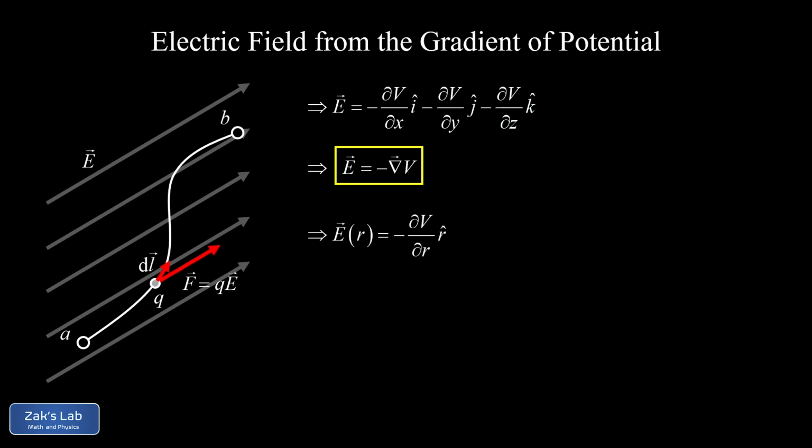Now in a one-dimensional setting, the negative of the gradient reduces to a simple negative of the partial derivative with respect to r times r hat, the unit vector pointing in that direction. And you can think of this as just aligning the i hat axis in the direction of r in order to simplify the gradient because it's just a one-dimensional setting. So that's really our practical result here. If we're able to calculate a potential function as a distance of r from some charge distribution, then all we have to do is take the negative of the r partial derivative of that potential function and then multiply it by r hat, and we have the electric field vector.